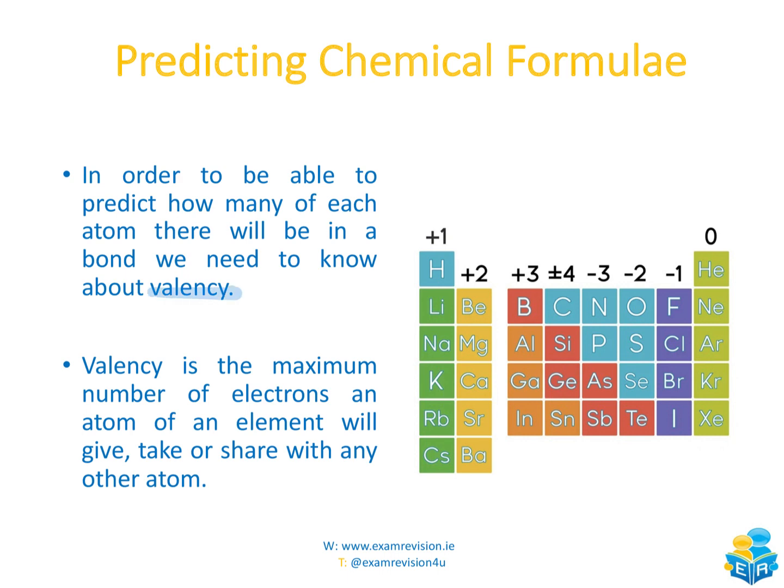So in order to be able to predict how many of each atom there will be in a bond, so why did we have 2 hydrogens and 1 oxygen in H2O, we need to know about valency. So valency is the maximum number of electrons an atom of an element will either give, take, or share with any other atom. Okay, so it's kind of counterintuitive when we talk about it, but I'll talk you through it now. Why is this +1? Why is this 2? And so on.